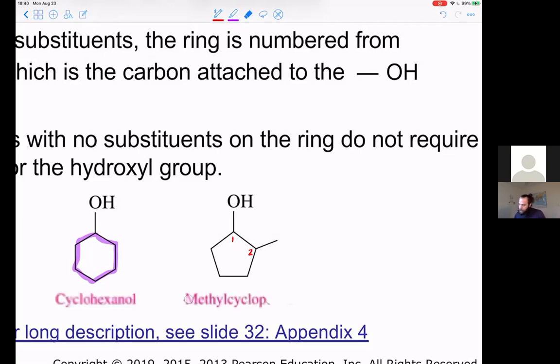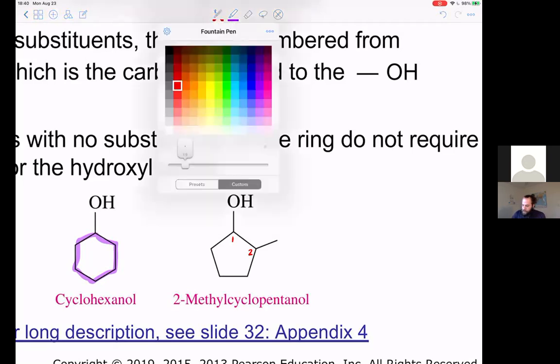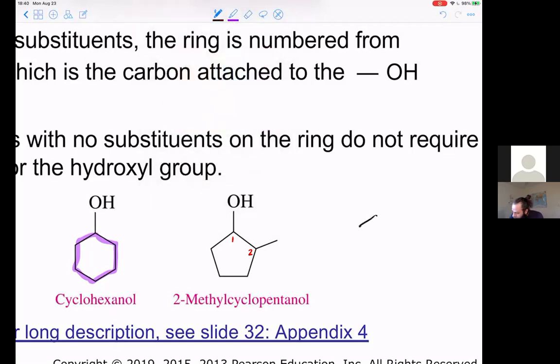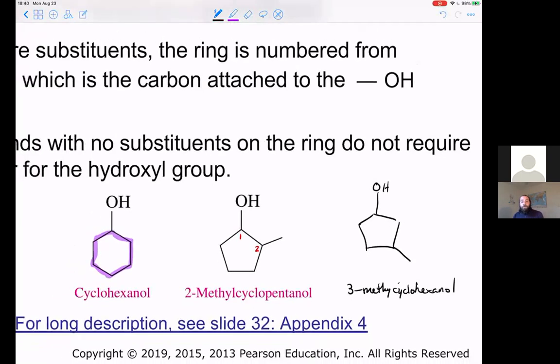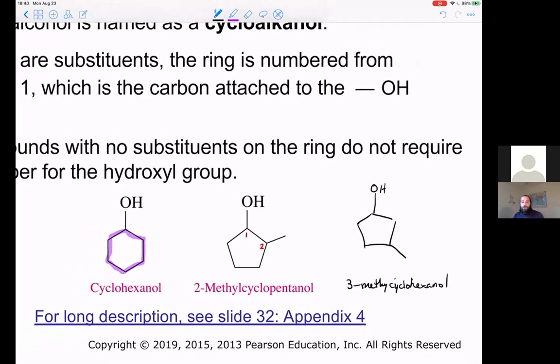So this would be 2-methyl cyclopentanol. It's not 2-methyl-1-cyclopentanol because again, we're just going to assume the OH group is at position 1, but we do have to indicate where the methyl group is, because that would be different from, say, this, which would be 3-methyl cyclohexanol. Okay, so we have to indicate where that methyl group is relative to the hydroxyl group.